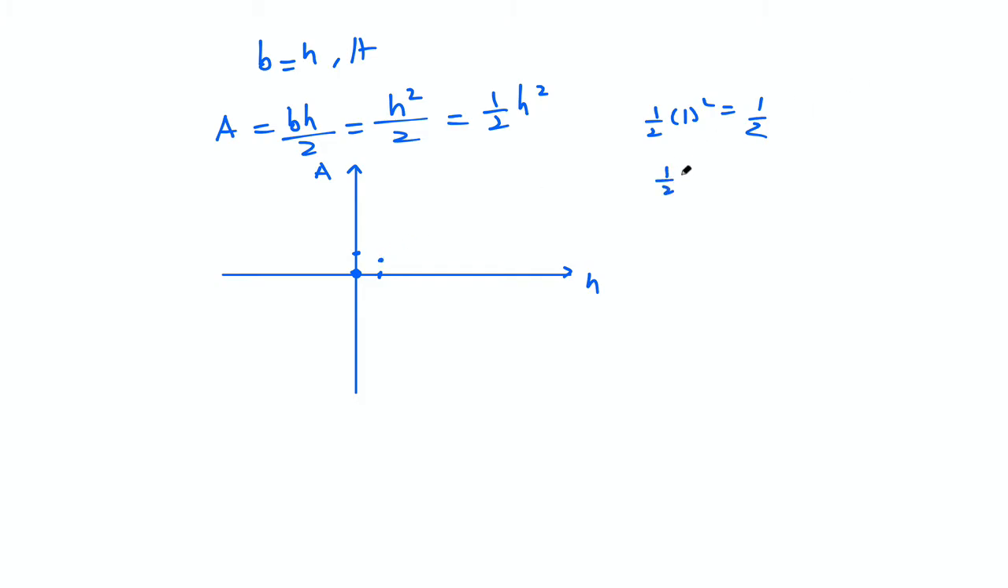When h is 2, this is going to be 4 divided by 2, so then you get 2. So at 2, you get 2, right? And it's just going to be like this.